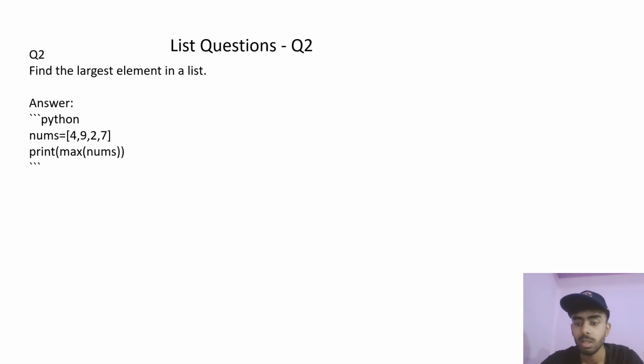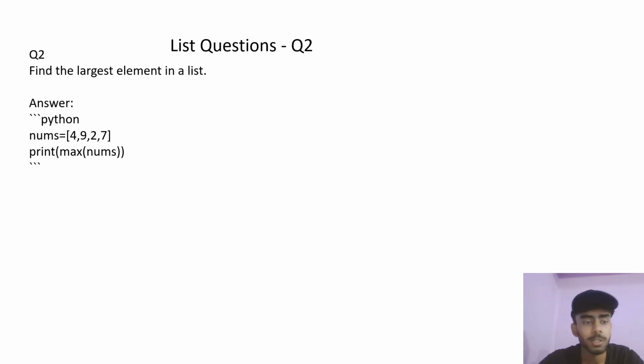Examiner may ask you what is the predefined function for adding all the numbers of a list. So you can easily tell sum. For finding the largest number, you can easily tell max. For minimum, min. These all are predefined. So remember this.